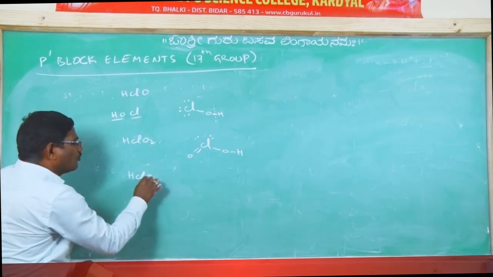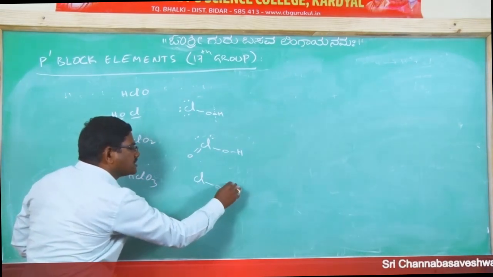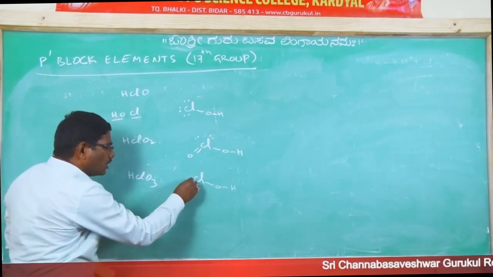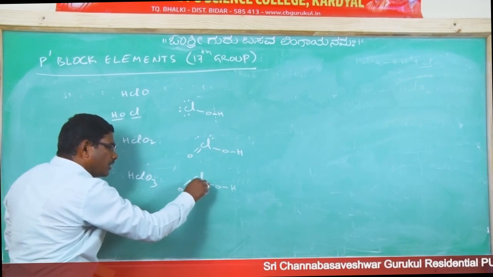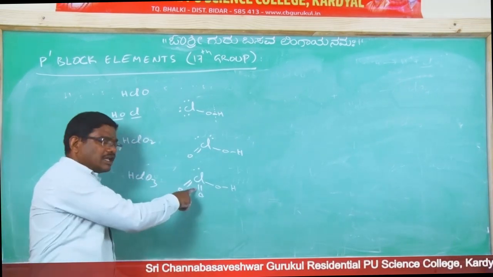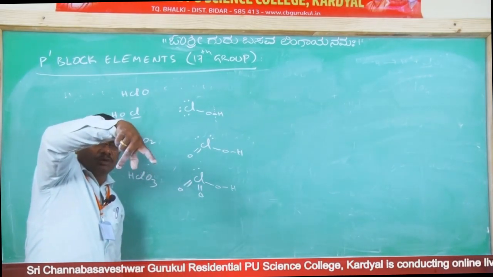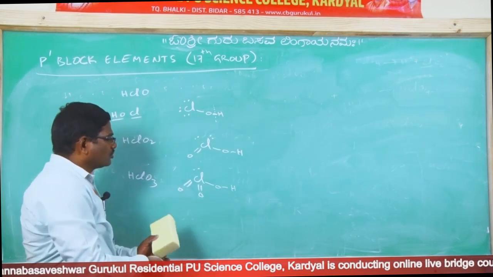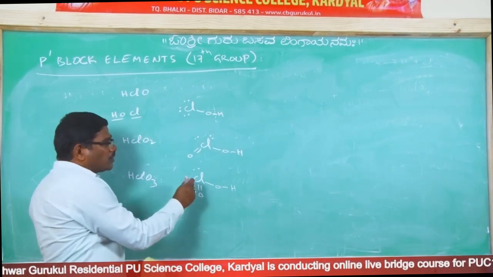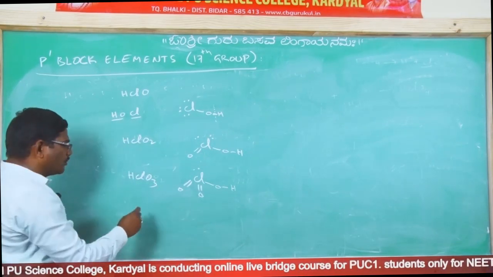Suppose HClO3 is there. In HClO3, ClOH is common. Now here 1 double bond O, with 1 lone pair. Three-dimensionally, imagine this as pyramidal. In this way, one is double bond O along with OH. So therefore 2 pi bonds are there. Here 0 pi bond, here 1 pi bond, here 2 pi bonds.